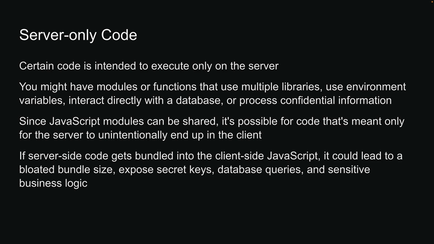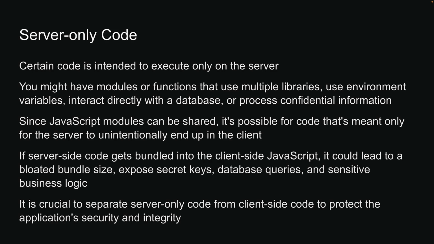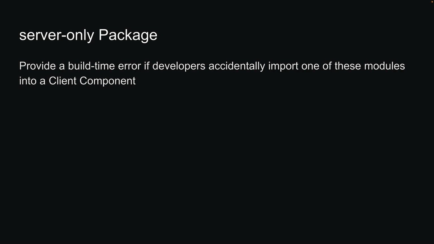If server-side code gets bundled into the client-side JavaScript, it could lead to a bloated bundle size, exposed secret keys, database queries, and sensitive business logic. It is crucial to separate server-only code from client-side code to protect the application's security and integrity. To prevent unintended client-side usage of server code, we can use a package called server-only to provide a build time error if developers accidentally import one of these modules into a client component. Let's dive into VS Code and understand with an example.